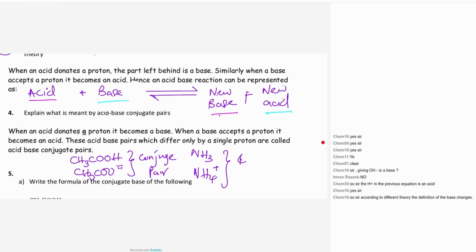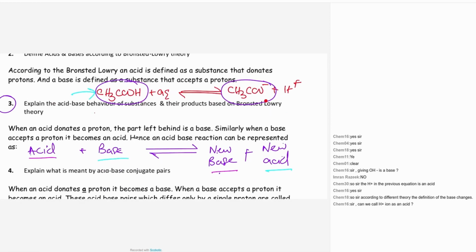What's a conjugate pair? An acid-base pair which differs by a single proton. So when an acid donates one proton, the left-behind part is a base. That base and this acid together is a conjugate pair. In this example, ethanoic acid and ethanoate is a conjugate pair.